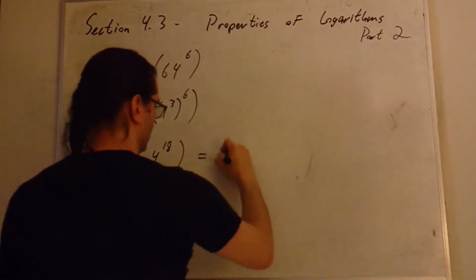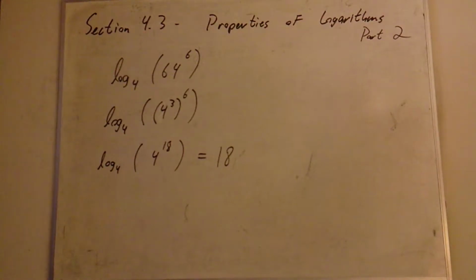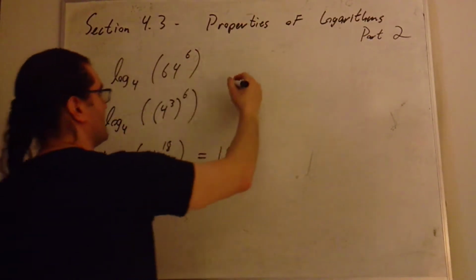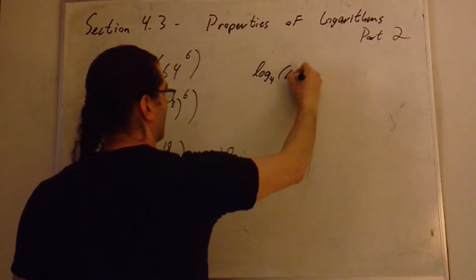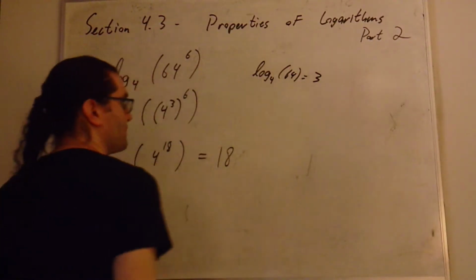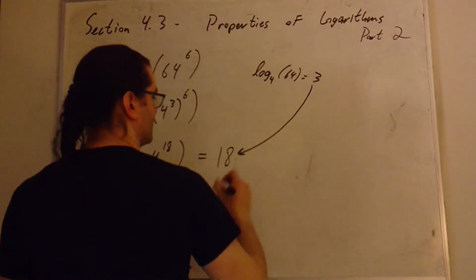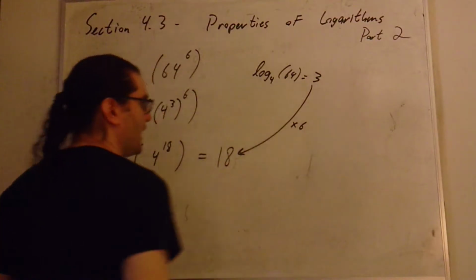And as usual, I'm hoping we can pretty much just establish that that's 18. So if I try to do this separately, I know that the log base 4 of 64 is 3. If I want to go from 3 to 18, which I know is the correct answer, I have to multiply by 6.